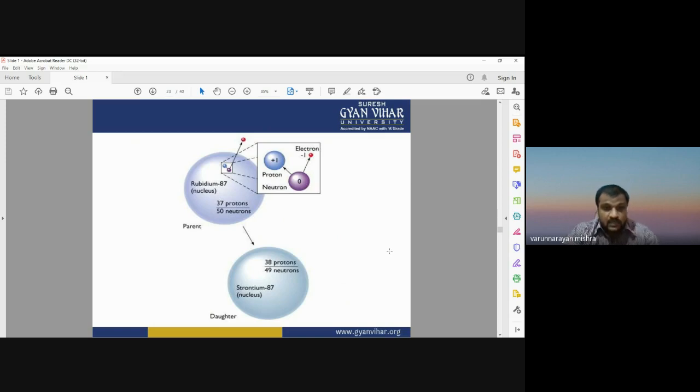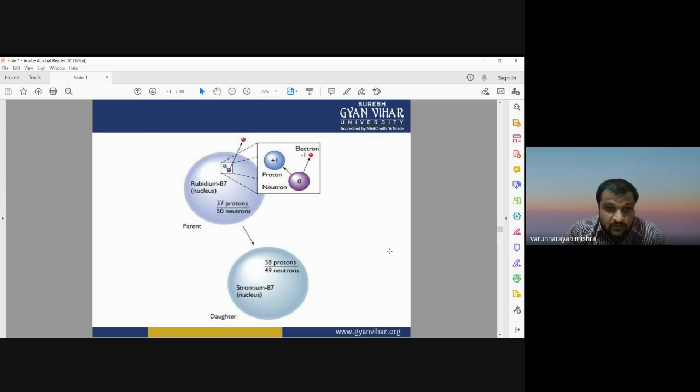The parent element was rubidium, and right now it releases some amount of energy and changes its nucleus. The number of neutrons in the nucleus is changed. It releases a neutron, so its number of neutrons is now changed to 49, while the number of protons is increased up to 38. So this change will be in the form of a new element, that is an isotope, or you can call it a daughter element.